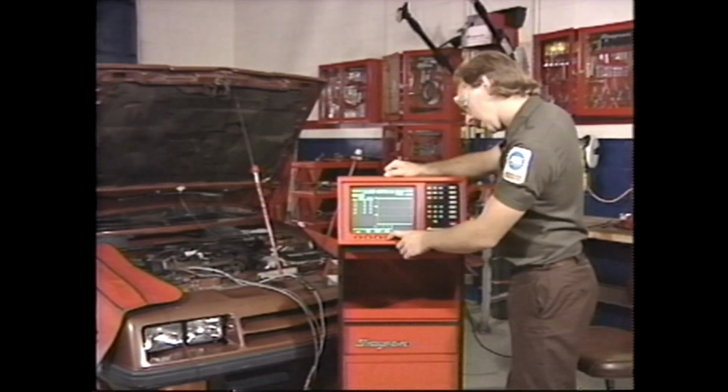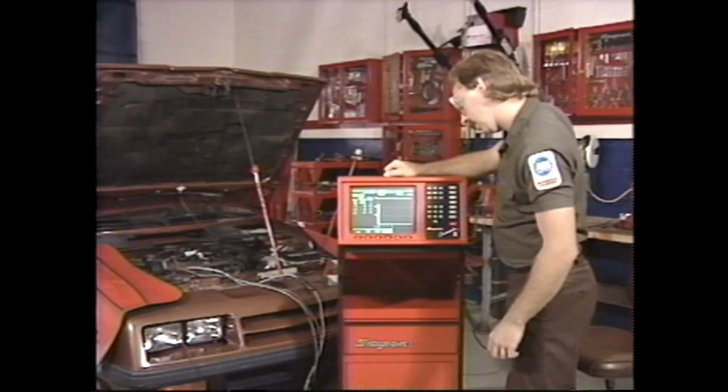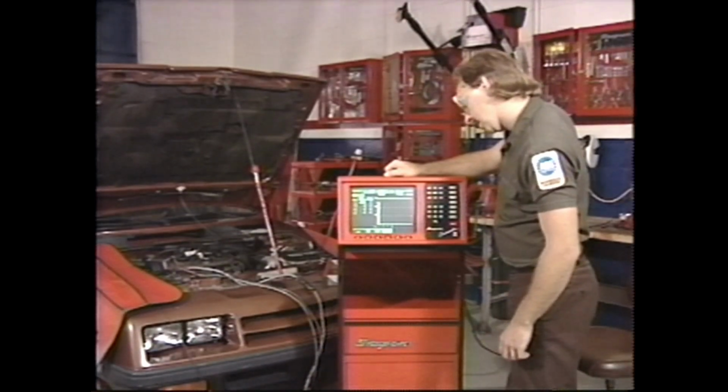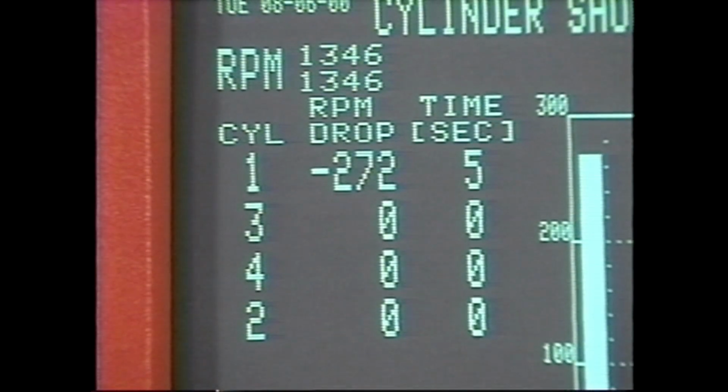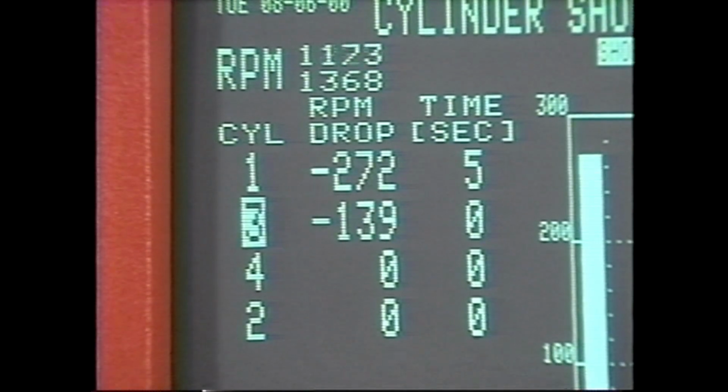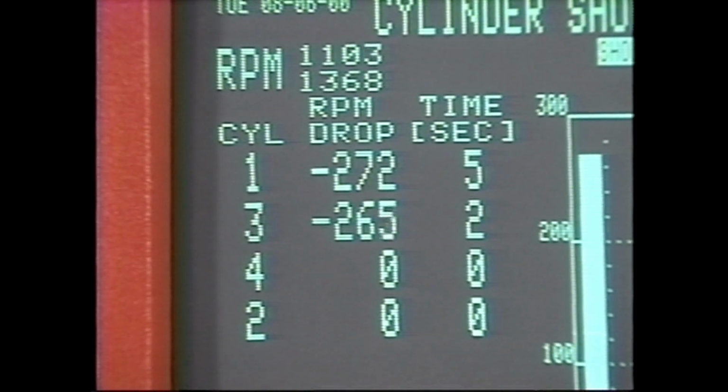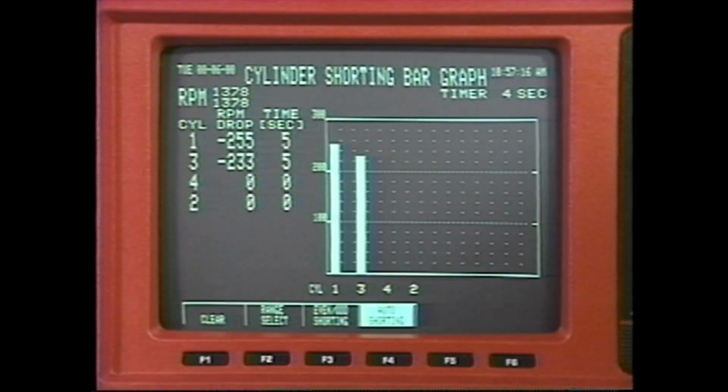The cylinder shorting bar graph displays the force of each cylinder's power stroke by comparing the drop in RPM as each cylinder is kept from firing. There are two RPM readings. The top one is live. The bottom one freezes at the point when shorting occurs. The bar graph shows decreases in RPM as solid bars and increases in RPM as open bars.